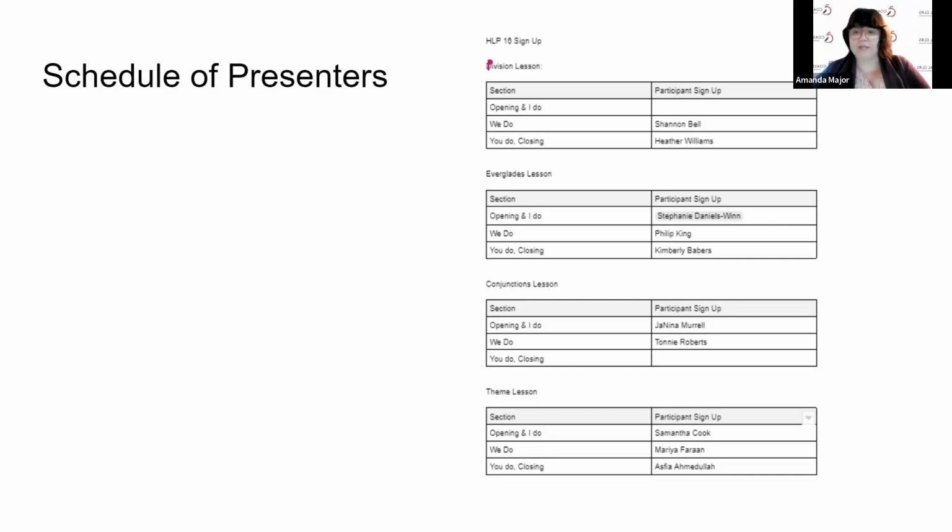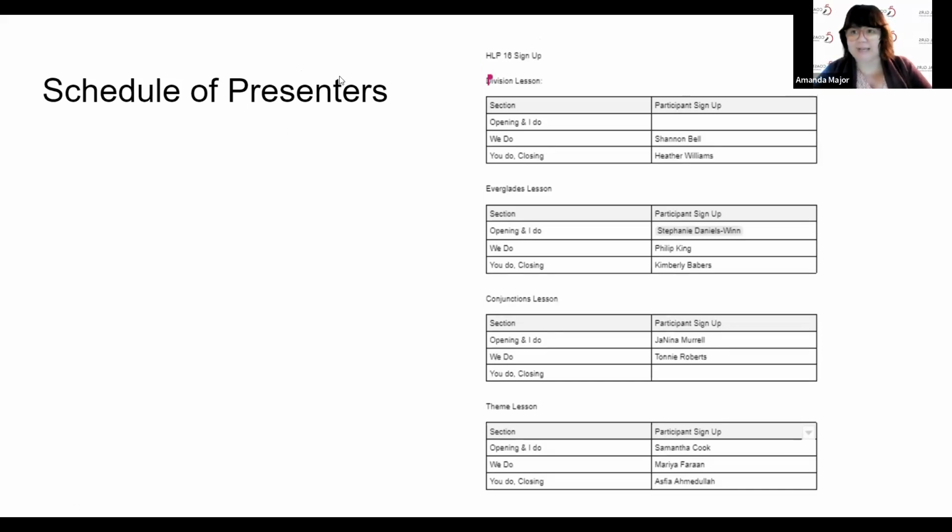Then for conjunctions, we'll have Janina go first. We have Tony signed up to go second. I haven't even checked to make sure everyone's here, but I'll check and make sure that they're here. The first one's just contacted me. He'll do the we do. We'll talk through the you do, and then we're going to close out with theme, and that's going to be Samantha, Mariah, and then Asfia.